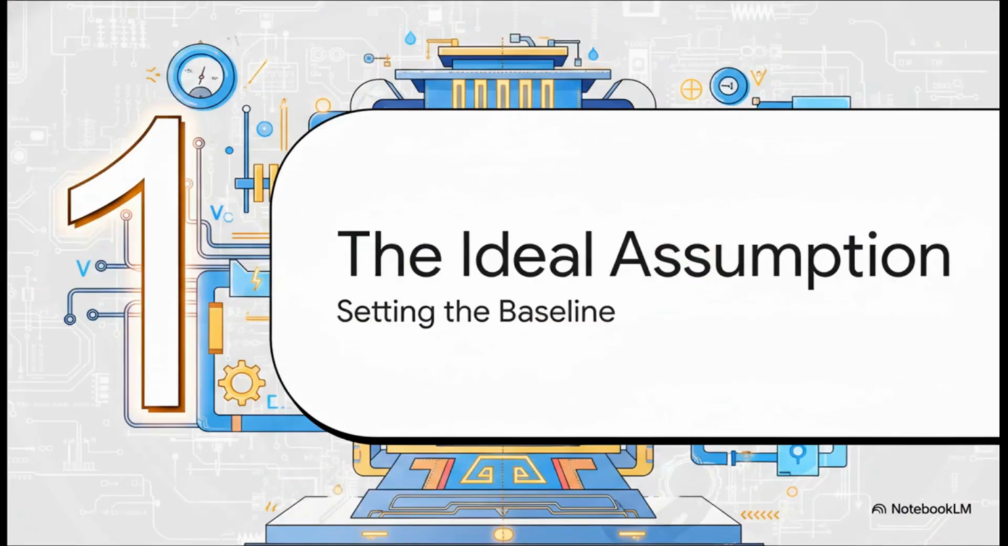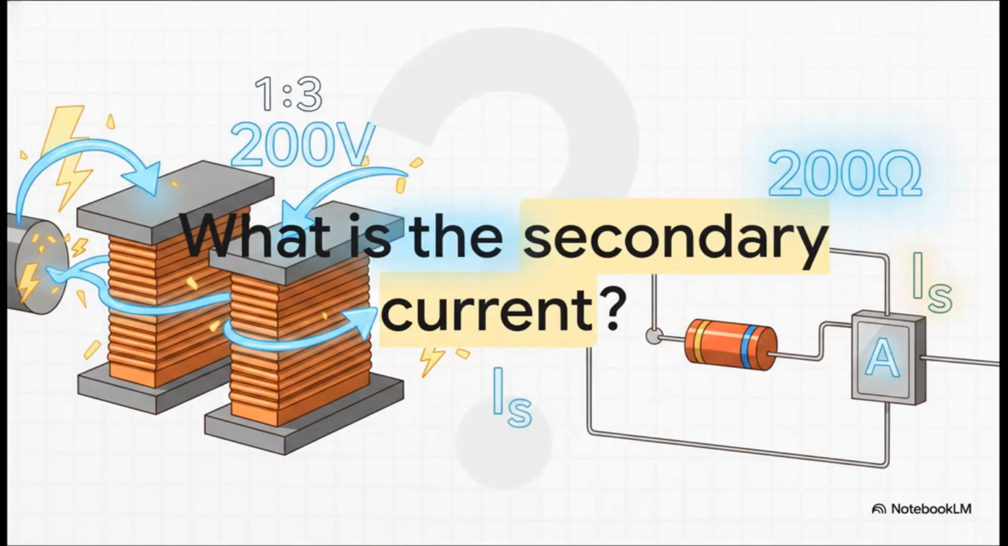All right, part one, the ideal assumption, setting the baseline. Before we get into the nitty-gritty rules, take a look at this actual high-difficulty CSEC multiple-choice question. It says, an ideal transformer has a primary to secondary turns ratio of 1 to 3. An alternating potential difference of 200 volts is applied to the primary coil, and a resistance of 200 ohms is attached to the secondary coil. What is the current in the secondary circuit?